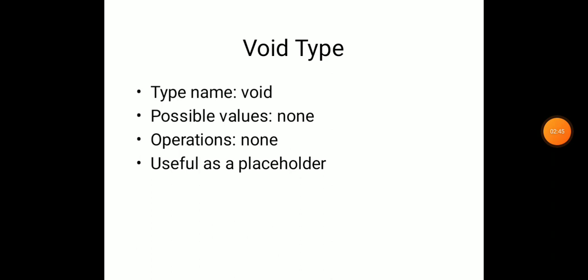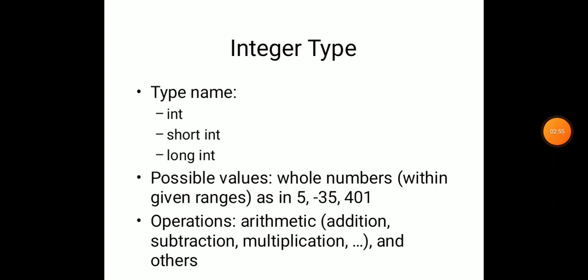Void type. Type name: void. Possible values: none. Operations: none. Useful as a placeholder. Integer type. Type names: int, short int, long int. Possible values: whole numbers such as 5, -35, 401. Operations: addition, subtraction, multiplication, and others.